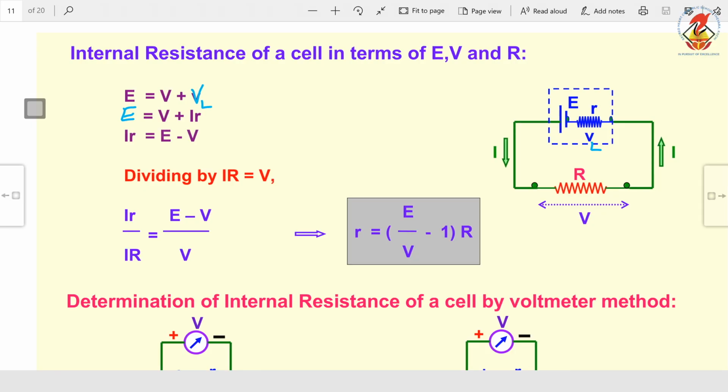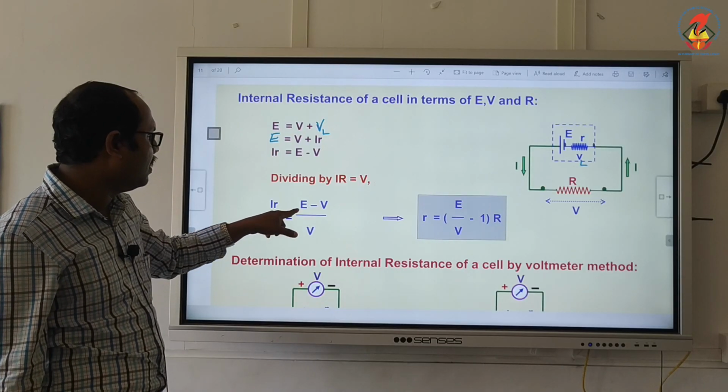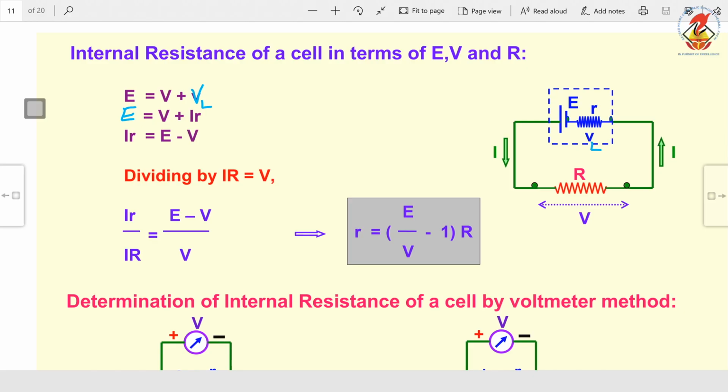So, I am dividing the entire equation by IR. So, Ir divided by capital IR is equal to E minus V divided by V. So, LHS I divided by I into capital R and RHS I divided by V, because IR equal to V itself. Now, I gets cancelled, E by V minus V by V. V by V is 1. So, E by V minus 1. So, I will be getting like this, small r by capital R is equal to E by V minus 1.